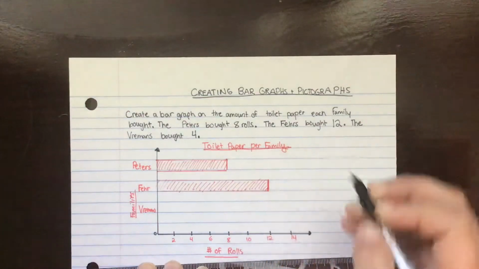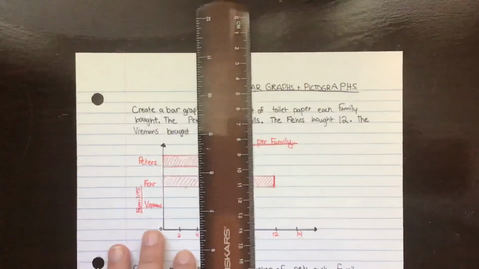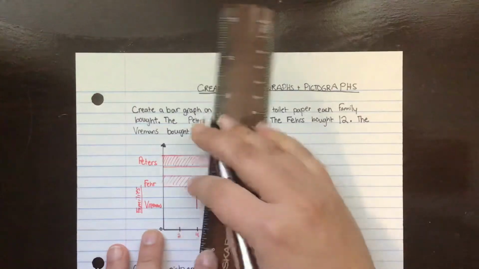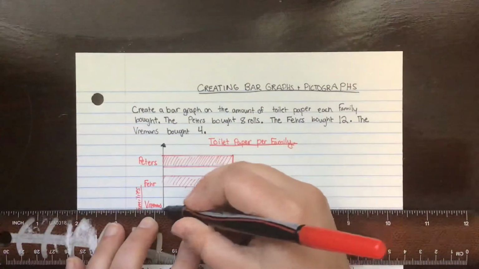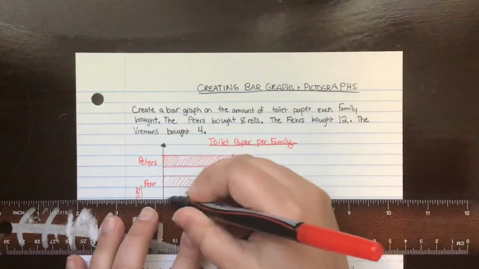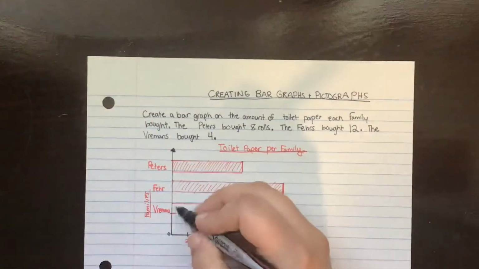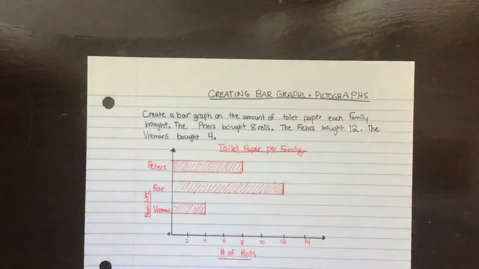And the final one, the Vreemans, only 4 rolls of toilet paper. So I'm going to take my line, go to where the Vreemans are, and then draw my 2 horizontal lines to make my bar. And then I color it in. And there I have a very nice bar graph.